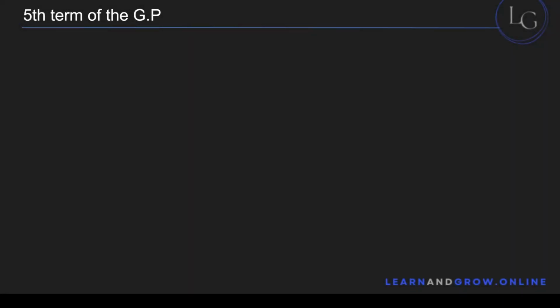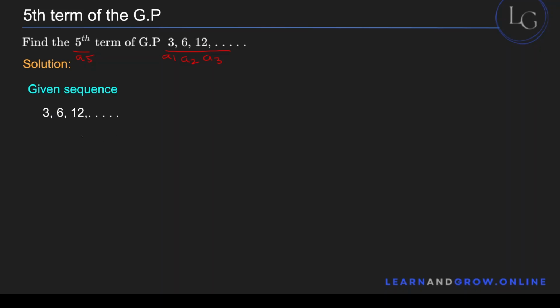So let's find the fifth term of a geometric progression. So we have to find the fifth term of this geometric progression. Fifth term means basically a5. a1, which is 3, is given to us, a2, which is 6, is given to us, and a3, which is 12, is given to us. We have to find a5. So we have these three terms, and we'll first note down everything we know.